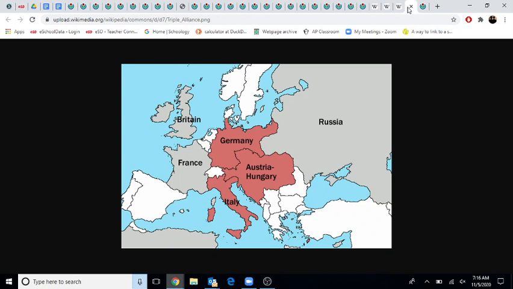And so you start seeing alliances form. The Triple Entente, which you can remember because it sounds French. The Entente is a French word. The actual name of it was the Entente Cordiale originally, between France and Russia. And then Britain jumped on. And then the Triple Alliance between Germany, Austria-Hungary, and Italy. Italy, by the way, will backstab its allies later.